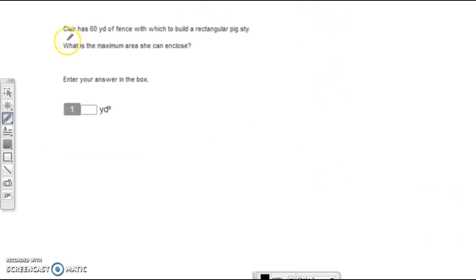All right, so the next one. Claire has 60 yards of fence with which to build a rectangular pigsty. What is the maximum area she can enclose? Okay, so I forgot to include need to know information on this, but the area of a rectangle is base times height, or you can consider it length times width, either way. So let's go ahead and sketch a picture here.